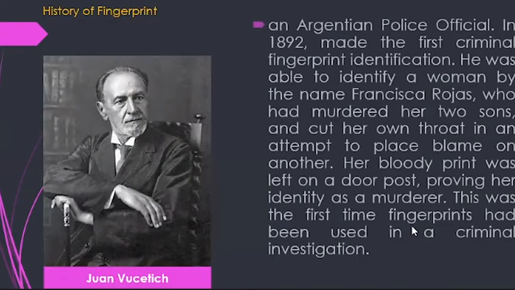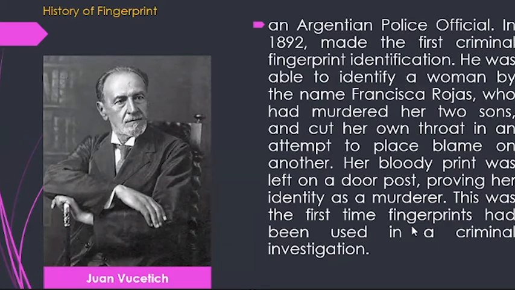Si Juan Vucetich naman, siya yung unang police officer from Argentina, diba? Siya yung unang police officer na gumamit ng fingerprint in criminal investigation. Yung isang babae, named Francisca Rojas, pinatay niya yung kanyang dalawang anak, pero ang gusto niya ay i-blame sa ibang tao. Nung hiniwa niya yung throat ng kanyang dalawang anak, nagpakamatay din siya. Pero during the investigation ni Juan Vucetich, may nakuha siyang bloody prints doon sa doorpost. And when we examined these bloody prints, tumutugma sa prints ni Francisca Rojas. Kaya ito ang kauna-unahang pagkakataon na ginamit ang fingerprint sa criminal investigation.